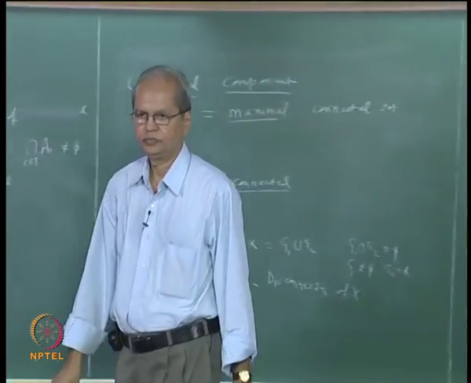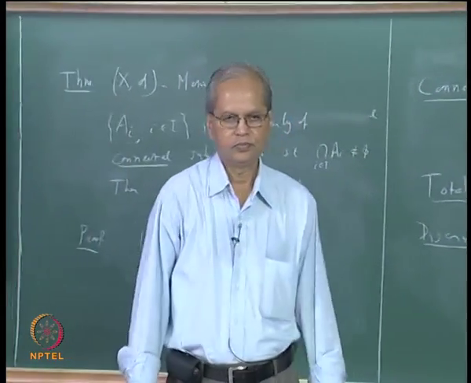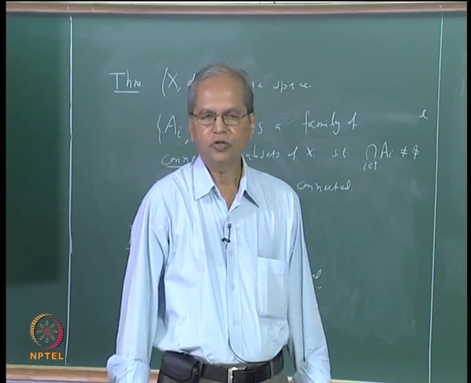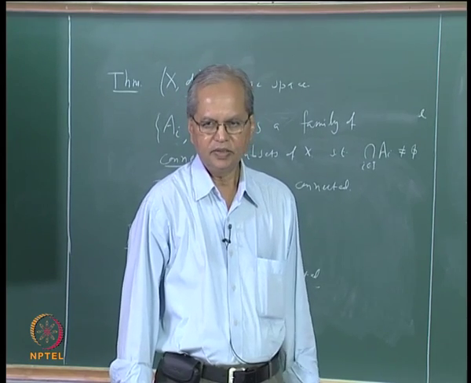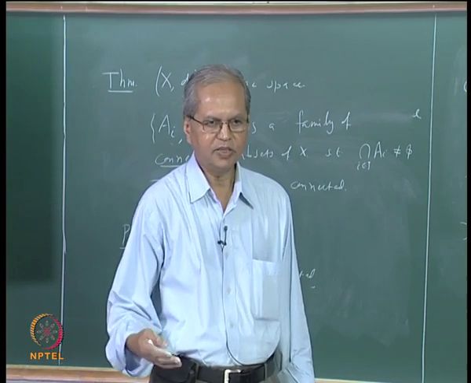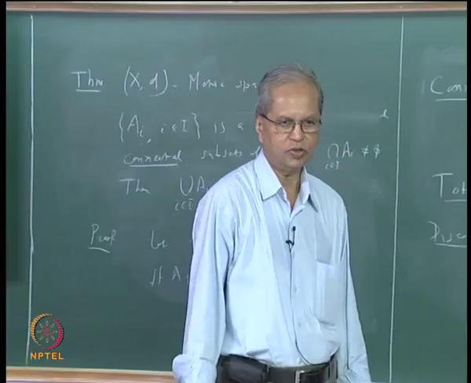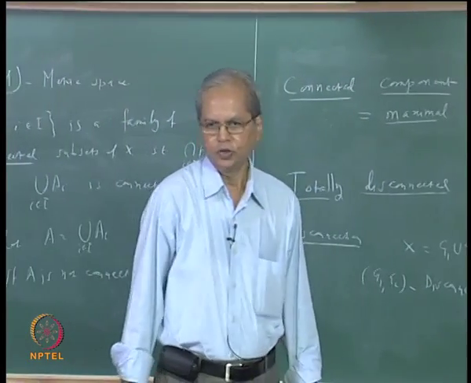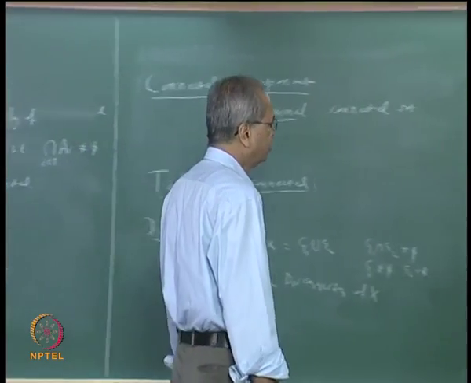Is it clear? Remember, we have already shown that if C is connected, then C closure is connected. And so if C is maximal, that means C is not properly contained in C closure, which is the same as saying that C and C closure must coincide, right? So if C is a connected component, then C is closed.